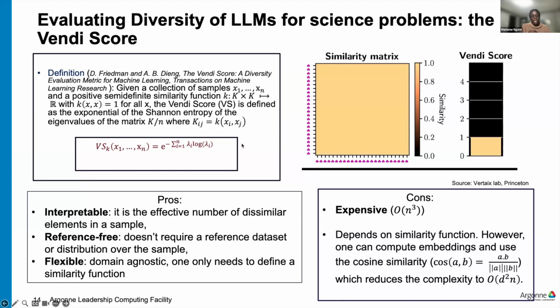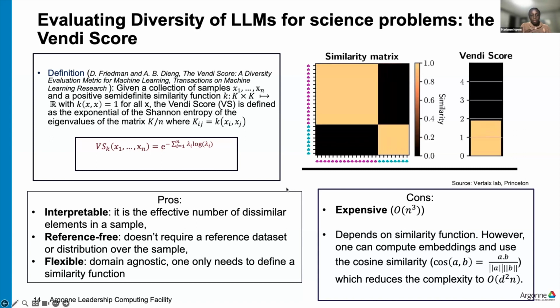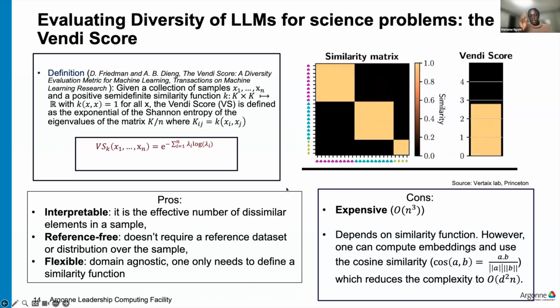It's pretty interpretable. It just computes the Shannon entropy of the similarity matrix of your sample, and then the Shannon entropy of the eigenvalues of the similarity matrix. And you can see here for a toy problem, when there's just one element in your sample, the Venn score is 1. Then as you add more different elements, it increases, up to 4 here.